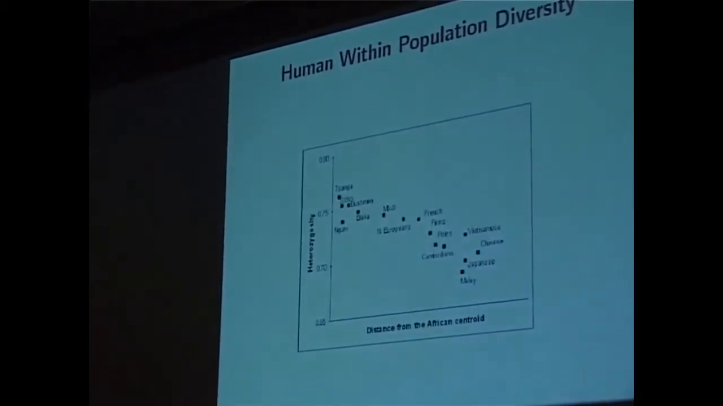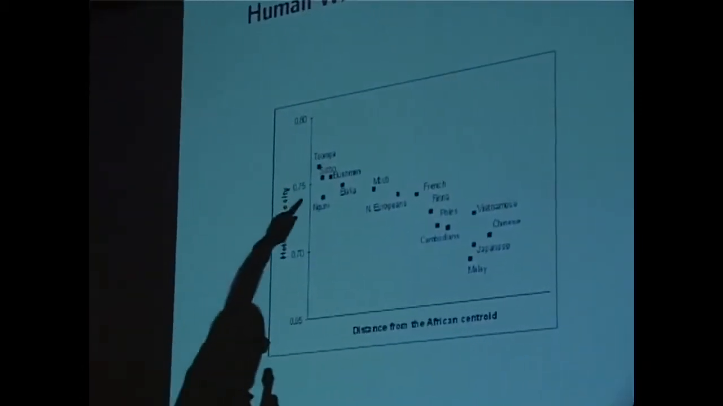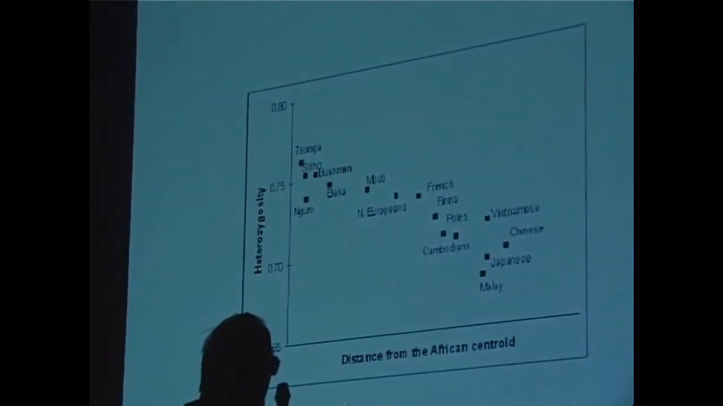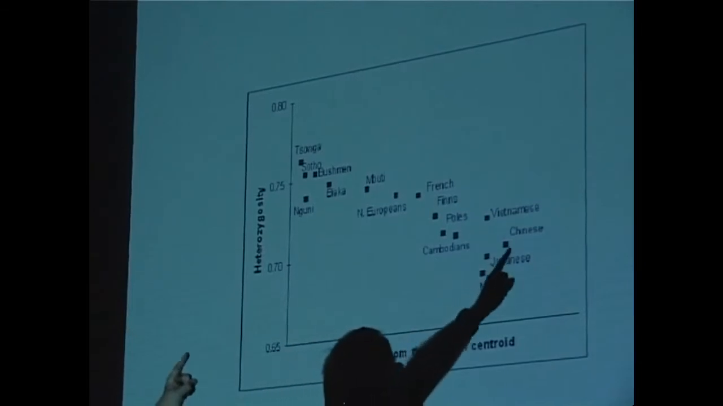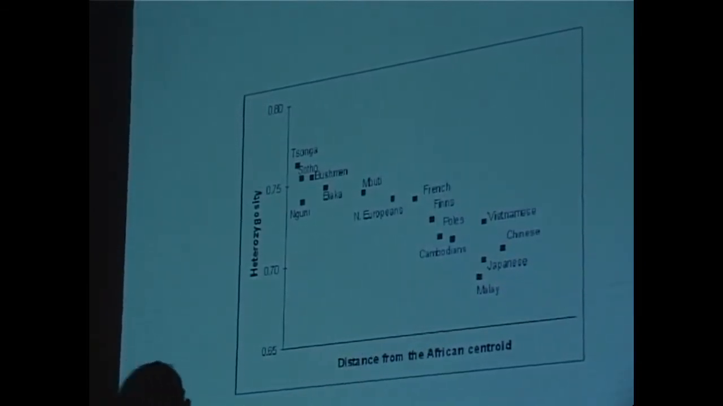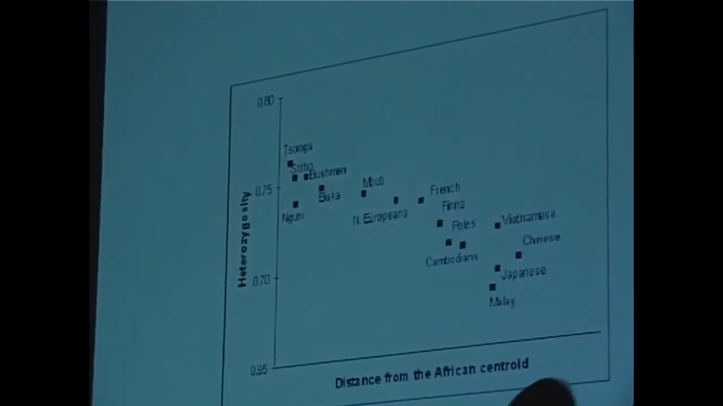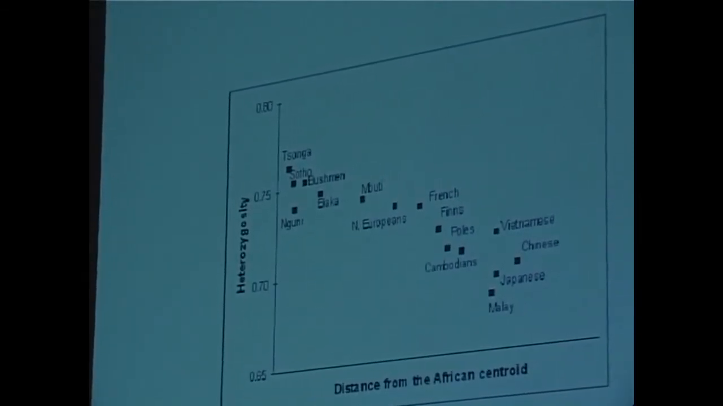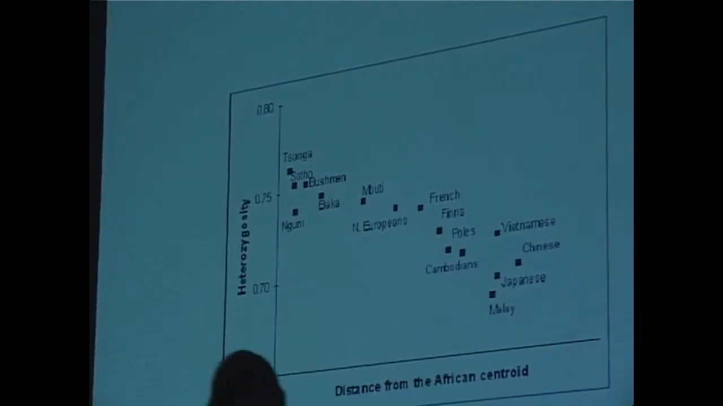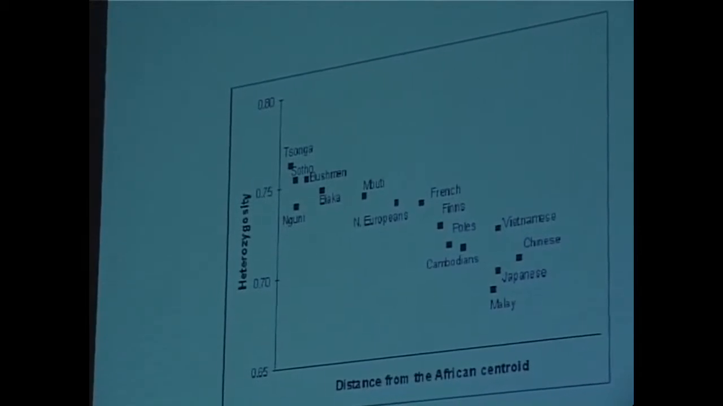So how different are two Zulus? Well, two Zulus are pretty different from each other. How different are two Chinese? They're less different from each other. And this particular data set doesn't have it, but if we had Maya, if we had Amerindians, they're down here. The diversity decline goes all the way into the New World. Apparently, modern humans mostly came out of Africa, and as they moved away, there was a diversity loss.